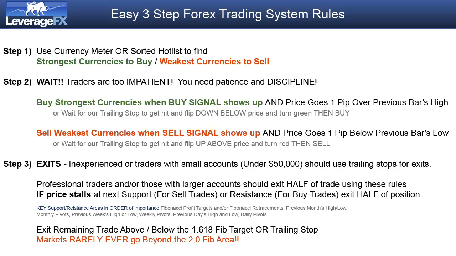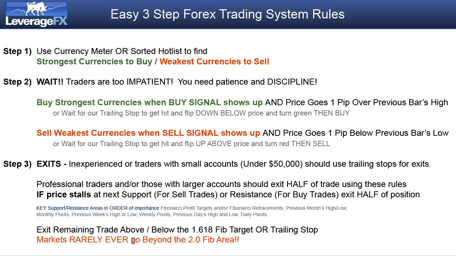So in other words, if you buy and it goes up and it hits the previous month's high, which is maybe 20 pips above where you bought it, and it's stalling, exit half. If it comes up to the 1.618 fib target of the previous swing, you would probably want to exit there. Or if the trailing stop's just a few pips below and you think it's going to go further, then wait for the trailing stop. Sometimes you'll get another 20 pips. But most of the time, the 1.618 is the maximum profit.